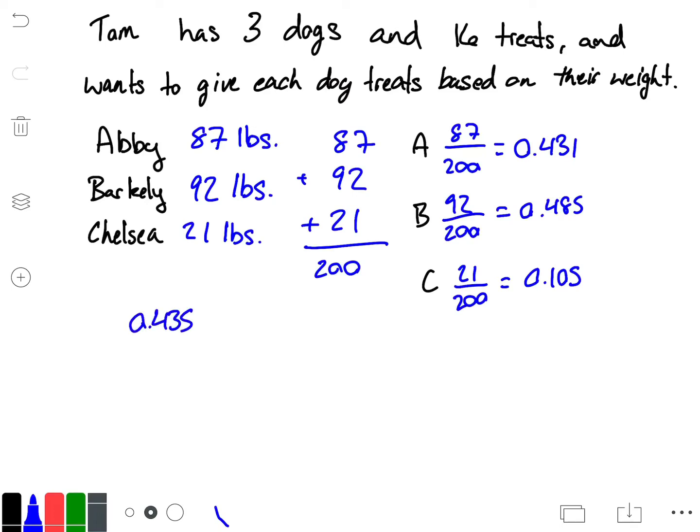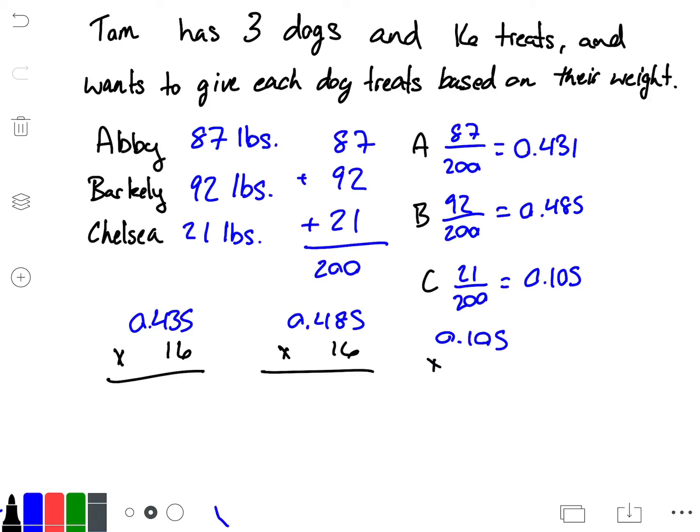From here, we're going to multiply each of our decimals by the total amount of treats. So it's going to be 0.435 times 16, 0.485 times 16, and 0.105 times 16. When we do the math on each of these, we'll find that Abby's will be 6.896, Barkley will be 7.76, and Chelsea will be at 1.68.